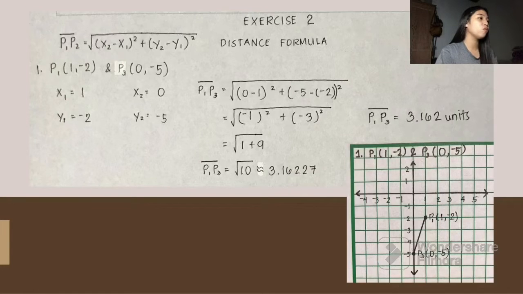The distance of P sub 1, P sub 3 is equal to the square root of (0 minus 1) quantity squared plus (negative 5 minus negative 2) quantity squared. 0 minus 1 is equal to negative 1 quantity squared. Negative 5 minus negative 2 is equal to negative 3 quantity squared. Negative 1 quantity squared is equal to 1. Negative 3 quantity squared is equal to 9. Square root of 1 plus 9 is equal to square root of 10, which is approximately 3.16227. Therefore, the distance of P sub 1, P sub 3 is equal to 3.162 units.